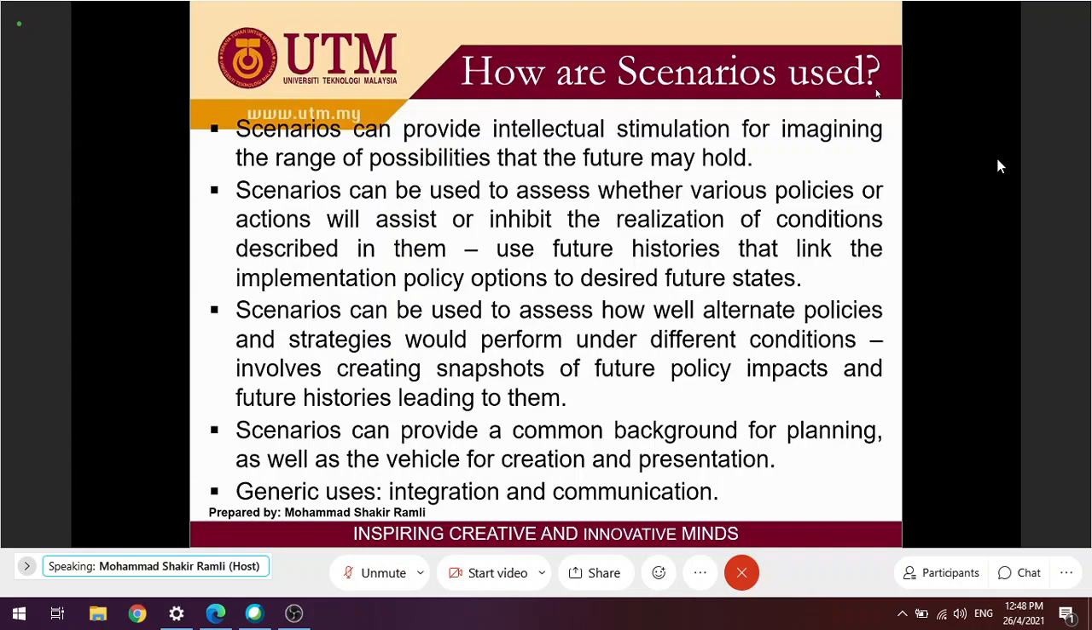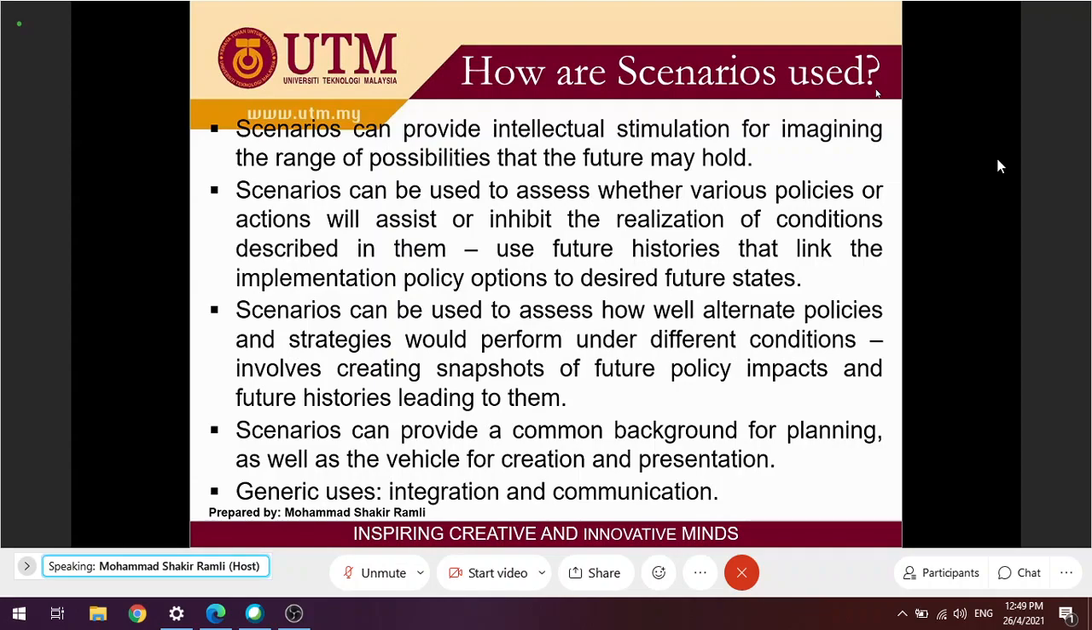So a scenario can provide not only an alternate strategy or action plan if something goes wrong. It can also provide background for the planning, just as illustration, or a vehicle for creation and presentation. Normally presentation for advertisement, to promote something, to make it better than depict the true presentation of the real situation.